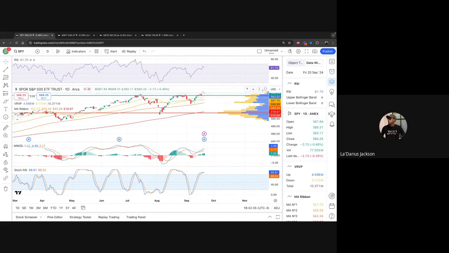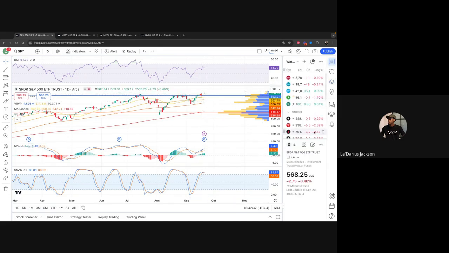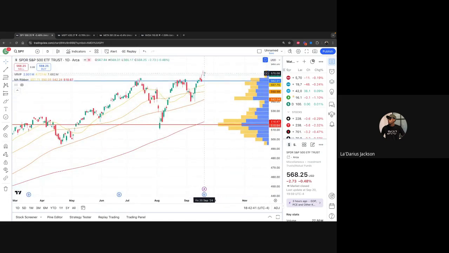But all right, the SPY is at 568. It reached all-time highs last week at around 573, 574. Right now, the SPY is making a bull flag. I talked about this last week in the Discord. I want to say Wednesday, we talked about this in the Discord.